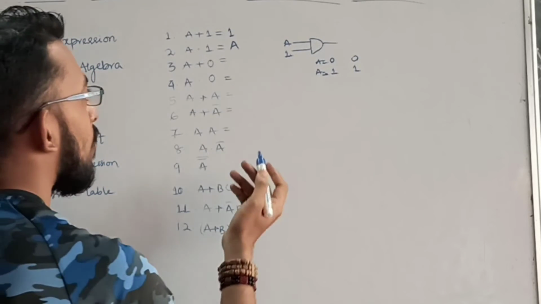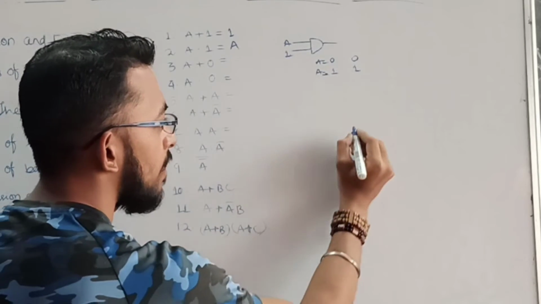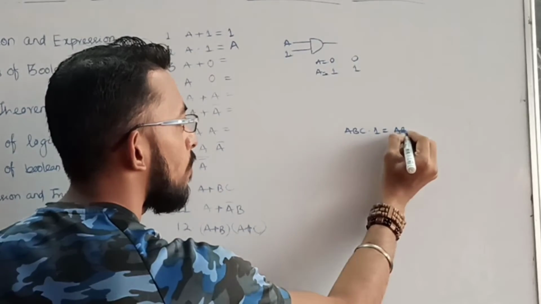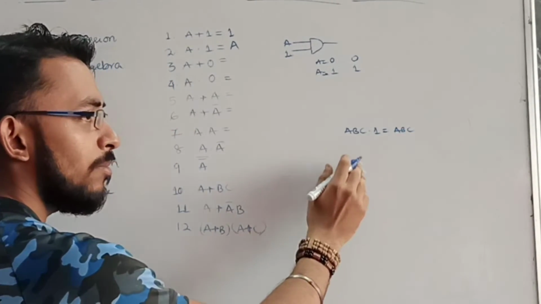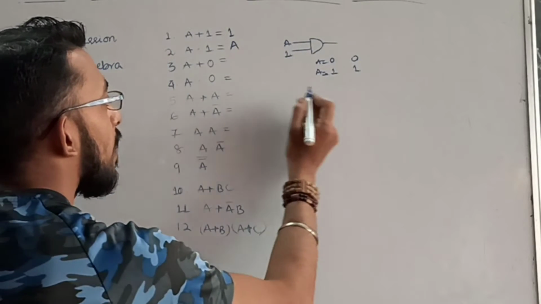Okay. Now, the third one. A dot 1 equal to A means, if I write ABC dot 1, that will also give me value ABC. Anything that is multiplied with 1 will give me the same number. Now, A plus 0.